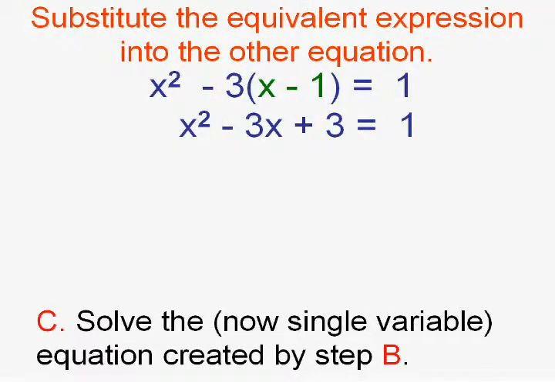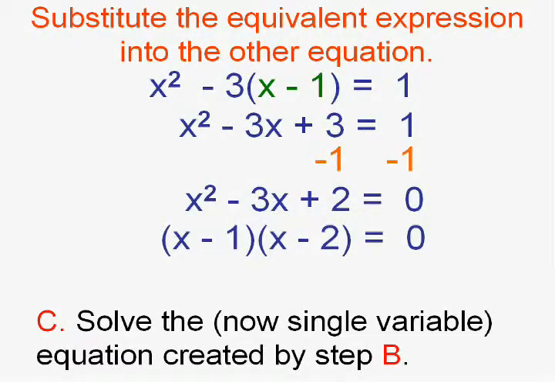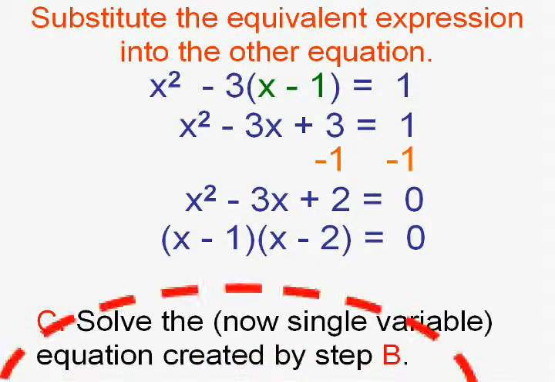Now let's begin by getting a 0 on one side. So I'll subtract 1 from both sides, and I'll get x squared minus 3x plus 2 equals 0. Now remember, one way to solve a quadratic, if you can do it, is to factor. Okay, so let's factor. And I see that there are two answers here using the 0 property.